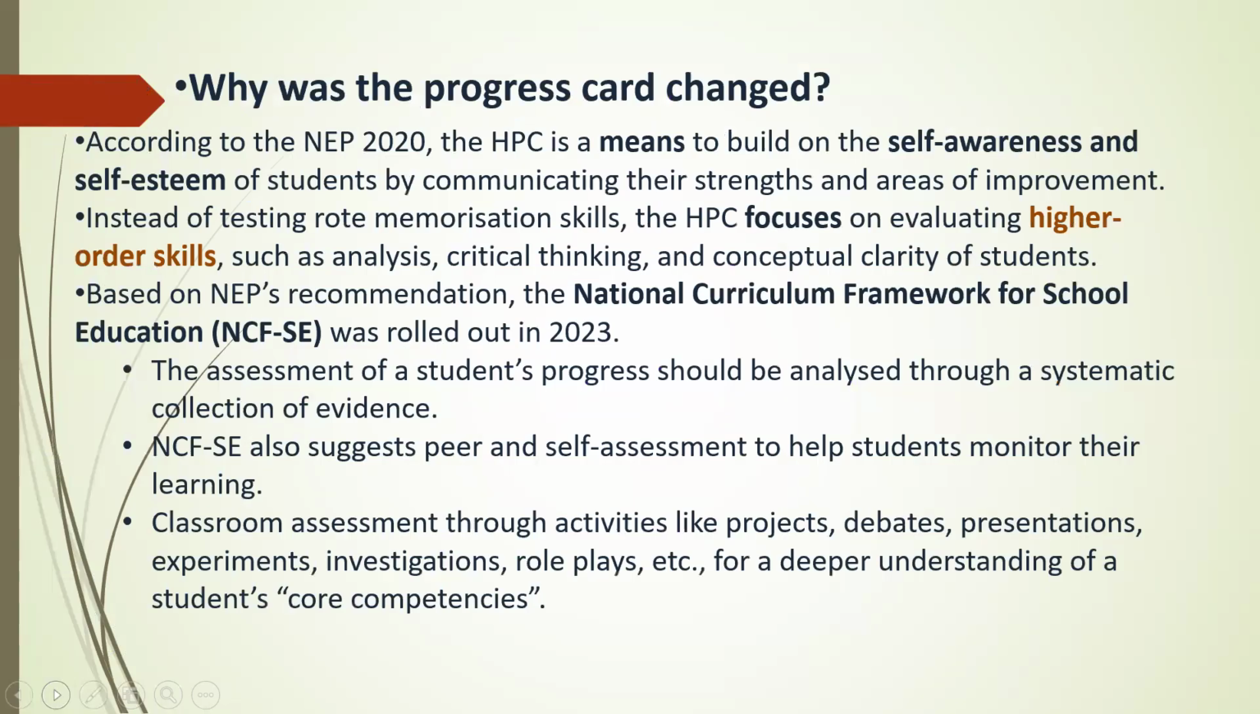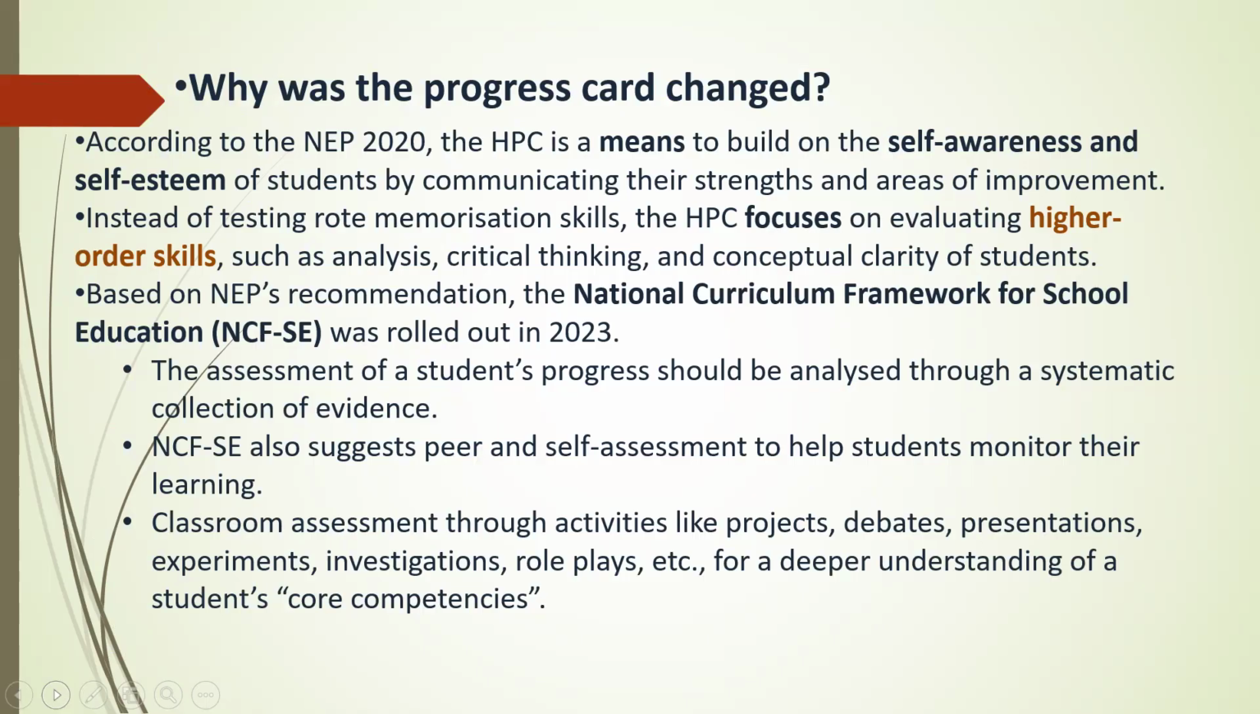Why was the progress card changed? Why is there a need to include the holistic progress card in the assessment method? According to the NEP 2020, the holistic progress card is a means to build on the self-awareness and self-esteem of students. By communicating their strengths and areas of improvement, instead of testing rote memorization skill, the holistic progress card focuses on evaluating higher order skills such as analysis, critical thinking, and conceptual clarity of students.